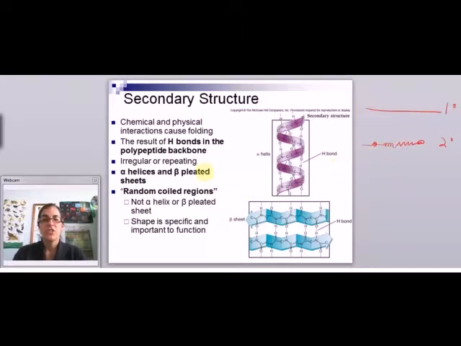Those little areas of shape form because of hydrogen bonds in the backbone. So this is not involving the R groups, just the backbone, the carbons and nitrogens in the repeating part of the protein. And they will make hydrogen bonds with each other to take on these shapes.